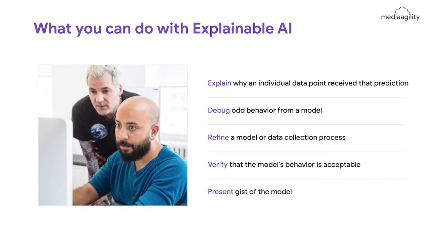So for that, we have Explainable AI on GCP, which can explain, debug, refine, verify, or present what the model has built. When we talk about explain, we are saying that it can explain why individual data points were predicted a certain way. It can go to the individual data point level and say why something has been predicted like that. So for a person A, if we say he might become a defaulter if we give him a credit card, why am I saying so? What is making it so? It can also debug odd behaviors from the model. Odd behaviors could be for a particular set of images.